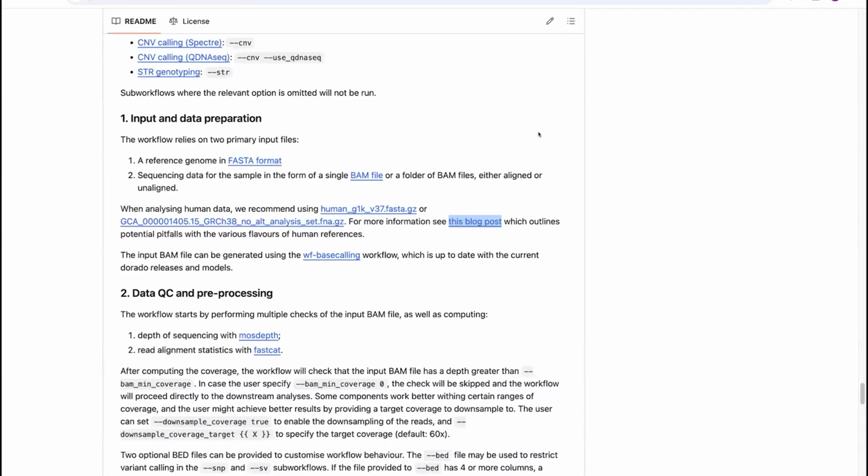For human references, we have a lot of choice there, right? So we have HG19 and 38 if you want a more standard or older standard reference, but there's also the new T2T references, like CHM13, which is one of the T2T references. So yeah, you do have choices here.